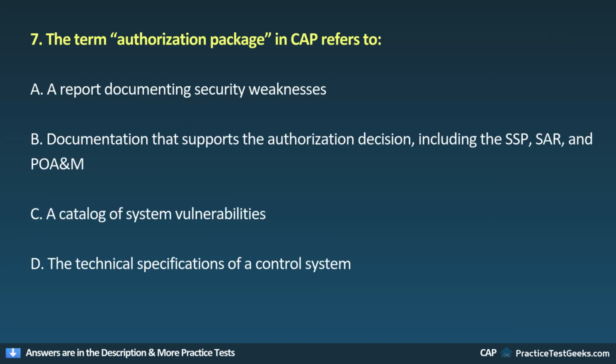7. The term authorization package in CAP refers to: A. A report documenting security weaknesses. B. Documentation that supports the authorization decision, including the SSP, SAR, and POA&M. C. A catalog of system vulnerabilities. D. The technical specifications of a control system.